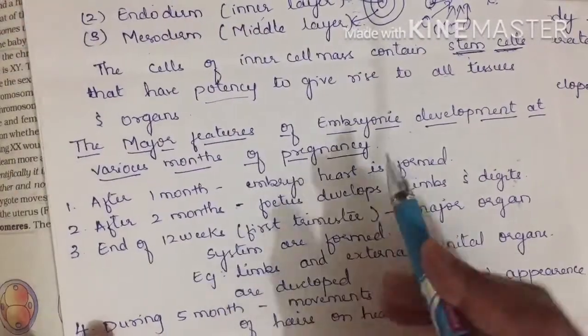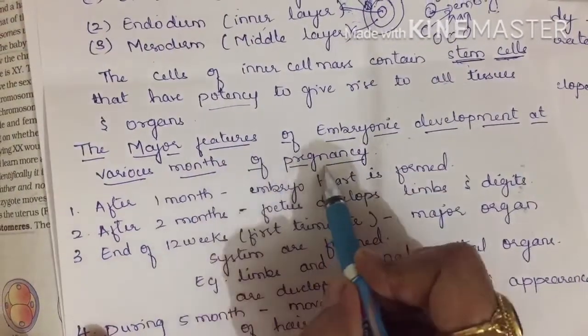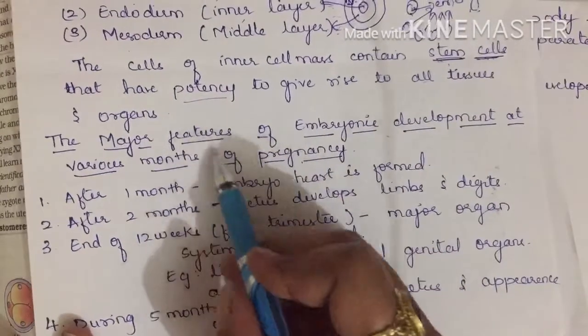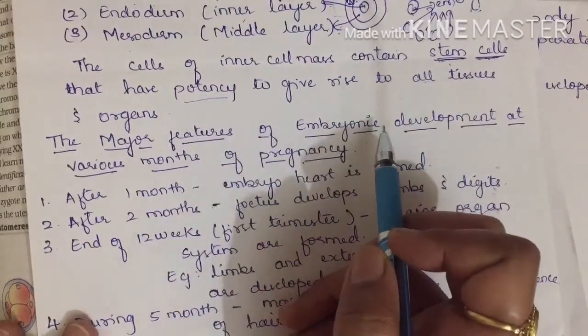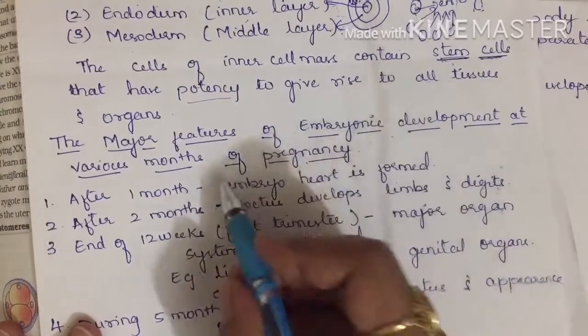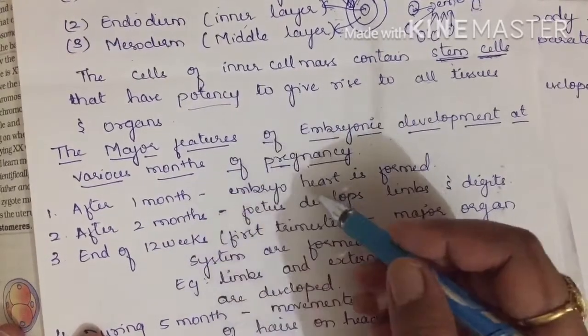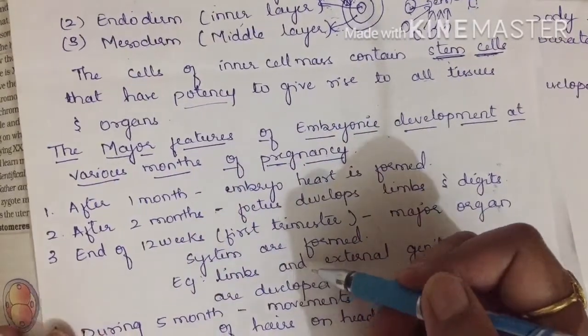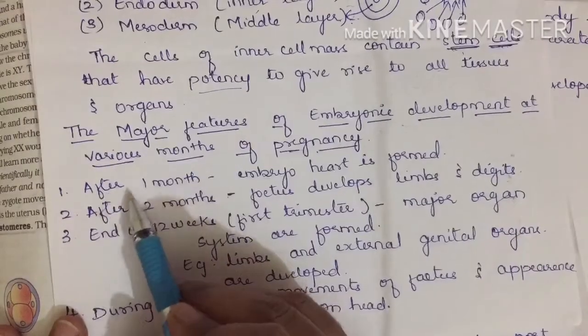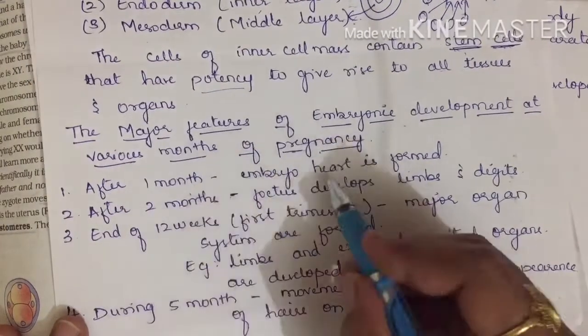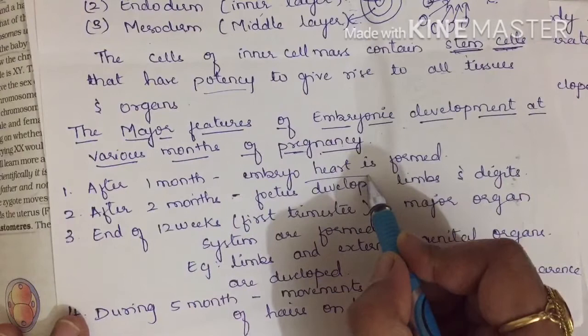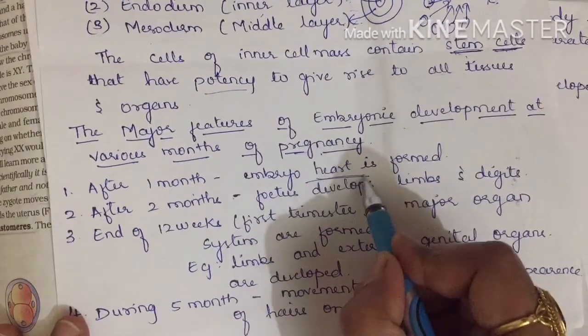Now next, we have the major features of embryonic development at various months of pregnancy. Embryonic development at different months of pregnancy can be found, and it has been listed in your textbook also. So here we have the first one. After 1 month of pregnancy, the embryo's heart is formed. After 1 month of pregnancy, the first heart is formed.